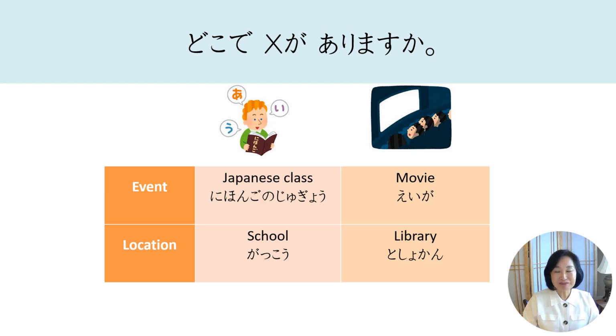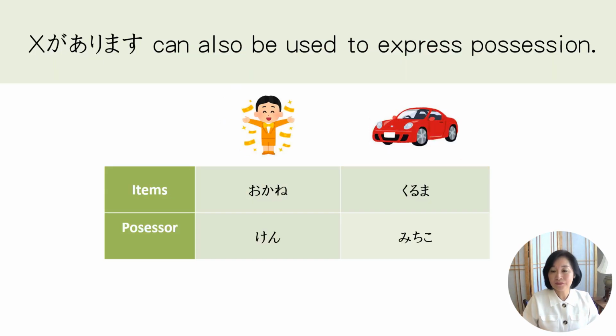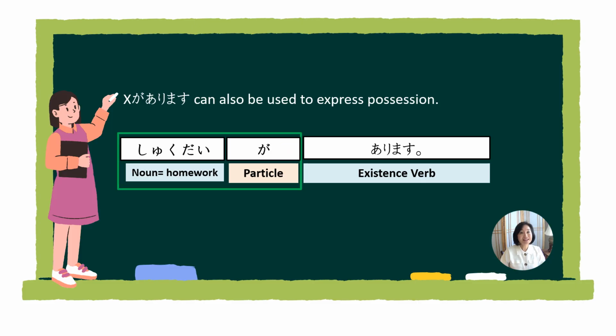Okay, it's your turn to respond. どこで映画がありますか？図書館で映画があります。いいですね。This sentence structure, X があります, can also be used to express possessions. If you have homework, then you use the same sentence structure as there is homework. So, 宿題があります means you have homework.